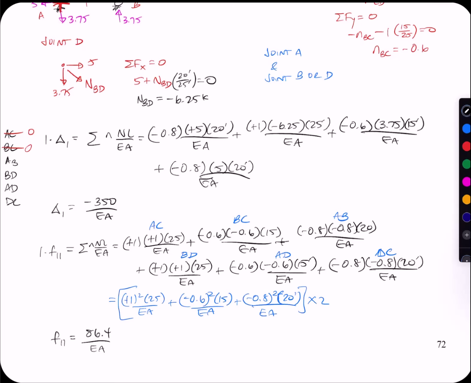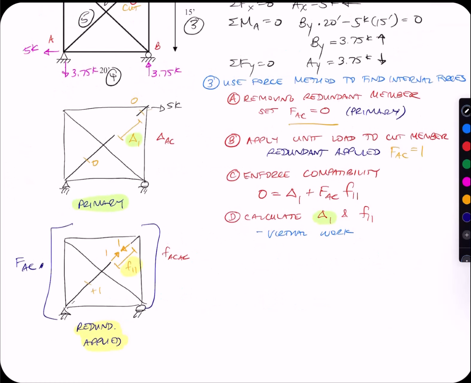So I've now got delta 1 and F11. I can come back to my compatibility. 0 is minus 350 over EA plus force AC times 86.4 over EA. So this is why it doesn't matter if I convert to inches. Both of these would be scaled up by 12. I'd end up getting the same answer. If you want to convert to inches, you can, or you can just leave them like this. And I'm going to get force AC is 4.05 kips.